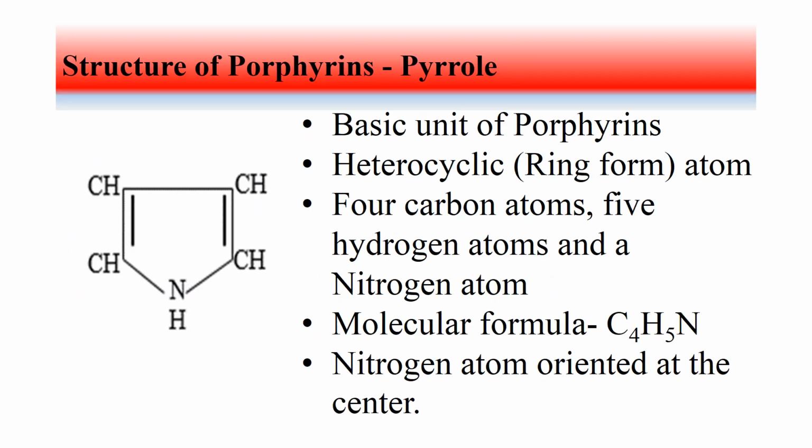The porphyrins are made up of basic units known as the pyrroles. The pyrroles are heterocyclic atoms made up of 4 carbon atoms, 5 hydrogen atoms, and a nitrogen atom. The pyrroles have a molecular formula C4H5N. The nitrogen atom of the pyrrole is oriented at the center.